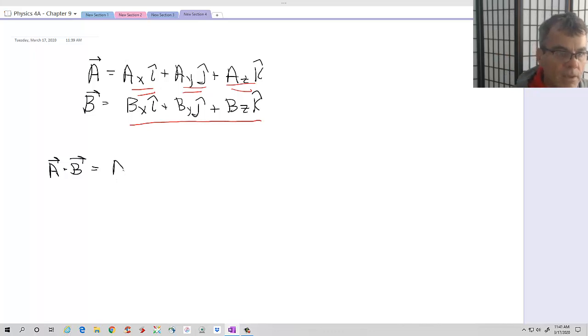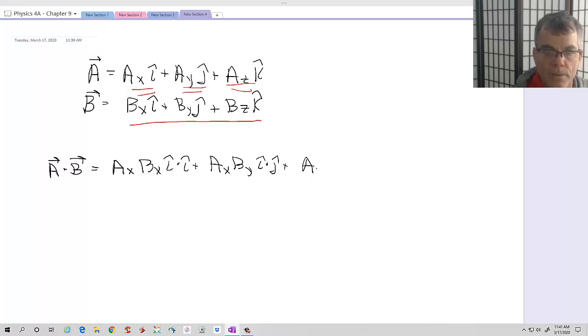So I have ax i times all 3 of these. So I get ax bx times I dot I plus ax by I dot j plus ax bz I dot k. So that was from taking ax i and dotting it into all 3 components of b.